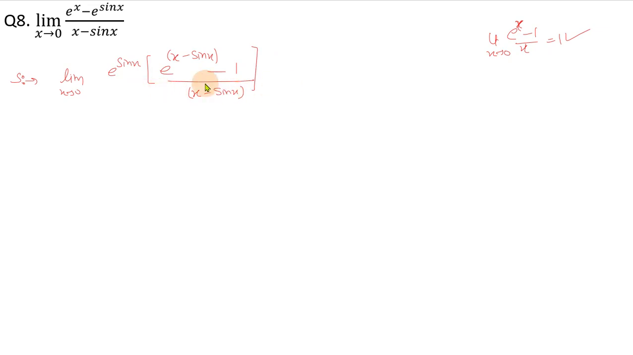Now comparing this formula with this one, in place of x we have x minus sin x and the same factor is in the denominator. So directly we can write limit x approaches 0, separating the limits, e power sin x into limit x approaches 0 e power this whole term, that is x minus sin x, is treated as x and the same factor is in the denominator.